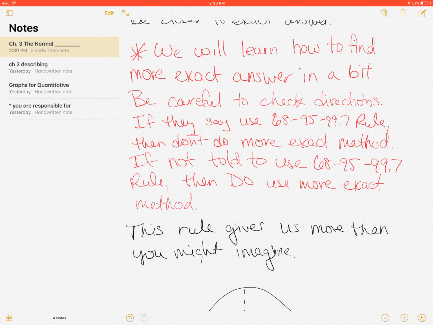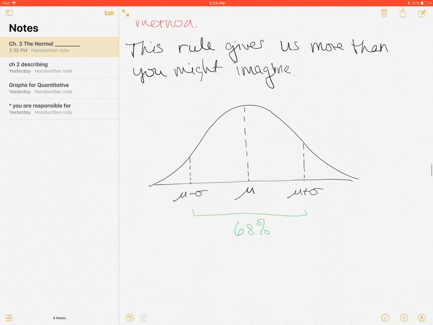So this rule actually gives us a lot more information than we might imagine. So let's just look at an example. Not specifically an example, but here is a normal distribution with the mean mu, and I went up 1 standard deviation to mu plus sigma, and I went down 1 standard deviation to mu minus sigma. And these are in the wrong places, it's just pretend. And this rule tells us that 68% of our data is in that space that I'm going to now shade green.